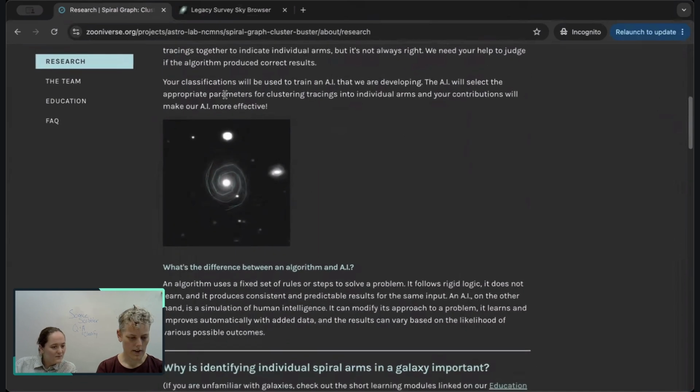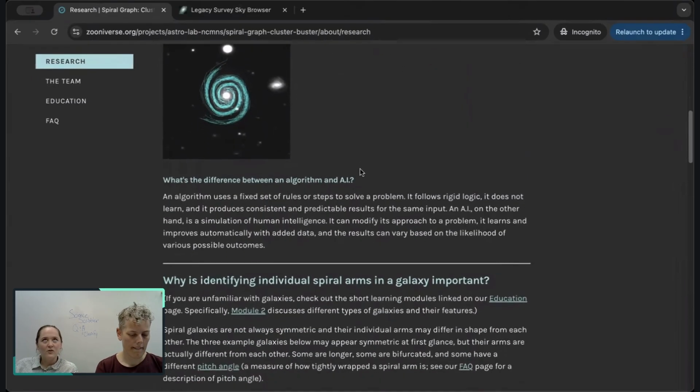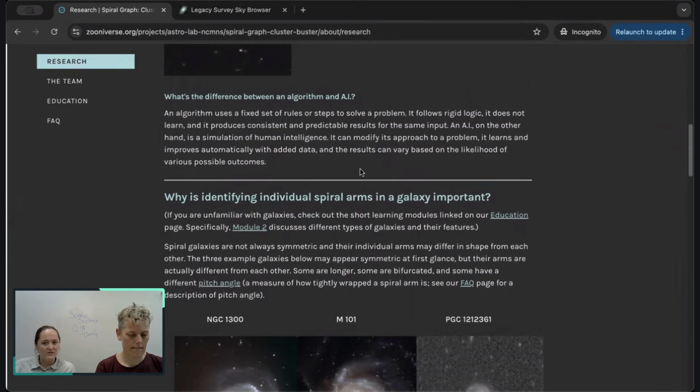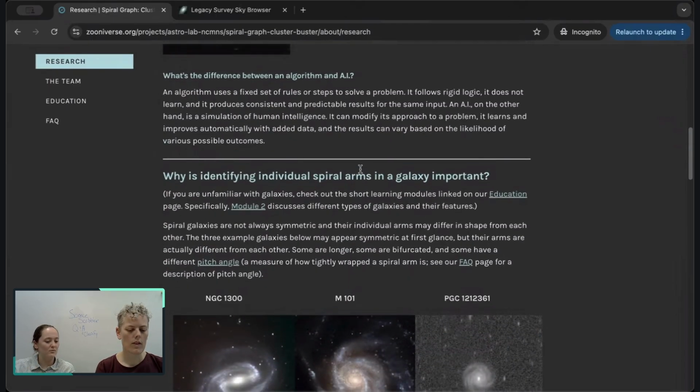Your classifications will be used to train an AI that we are developing. The AI will select the appropriate parameters for cluster tracings into individual arms, and your contributions will make our AI more effective. So maybe rather than trying to do global hyperparameter optimization, they're trying to get the decision of which hyperparameters to use on a per galaxy basis to be intelligent but automated. Because to do the hyperparameter tuning, you have to have what computer scientists call ground truth, but it is not ground truth in this case. So this is them bypassing the need, I think, for ground truth or expert annotation.